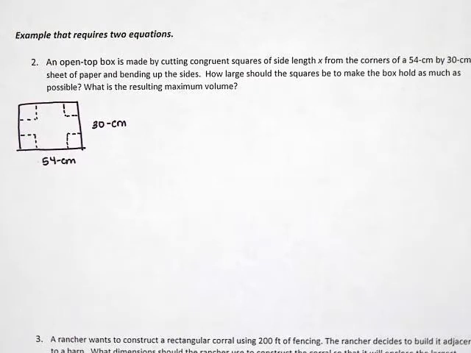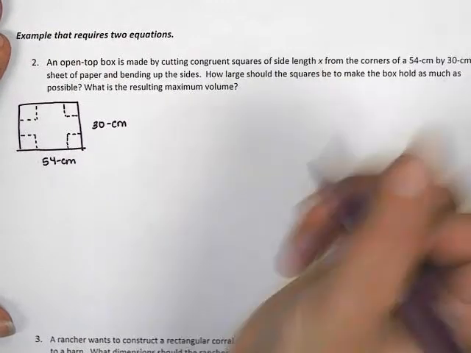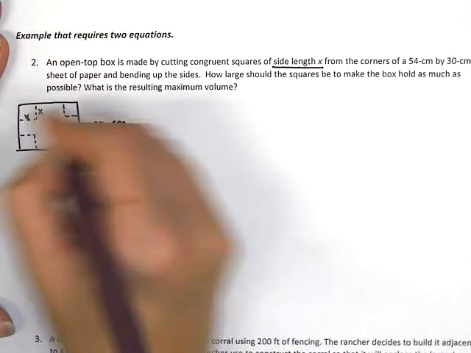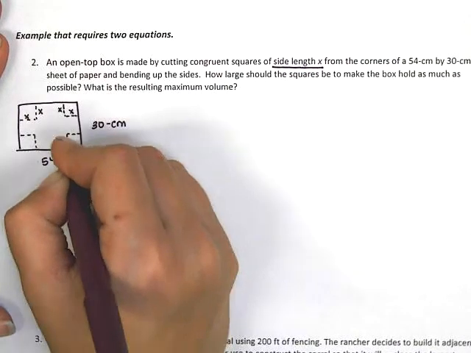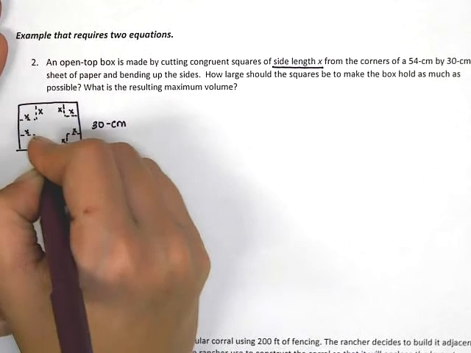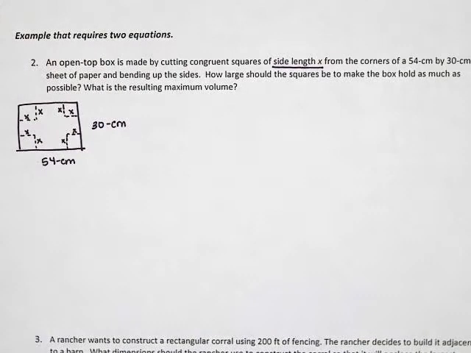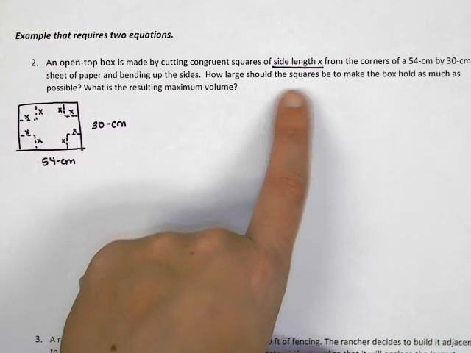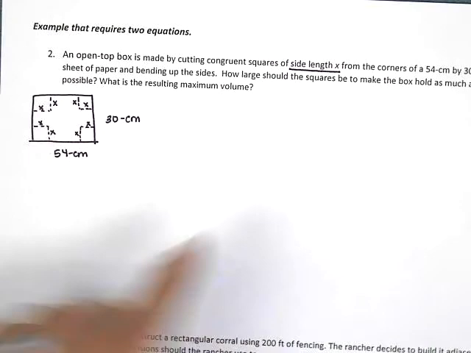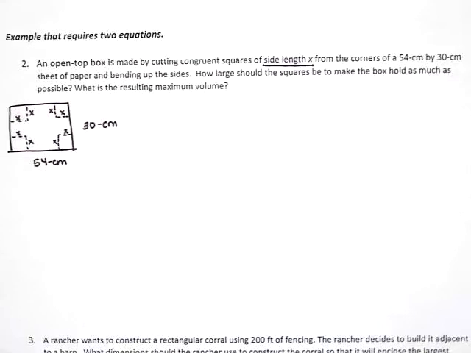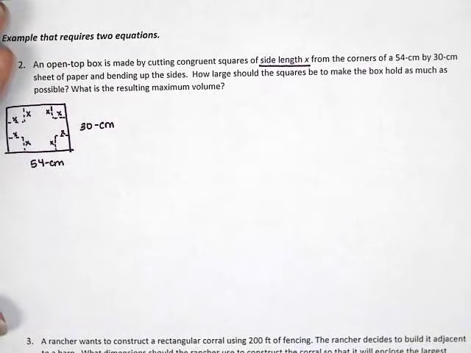And we're going to bend them up so that we can get the biggest volume possible. Now, in the problem, it says the side length of the squares should be x. We also used x in class. It says how large should the squares be to make the box hold as much as possible? What is the resulting maximum volume?